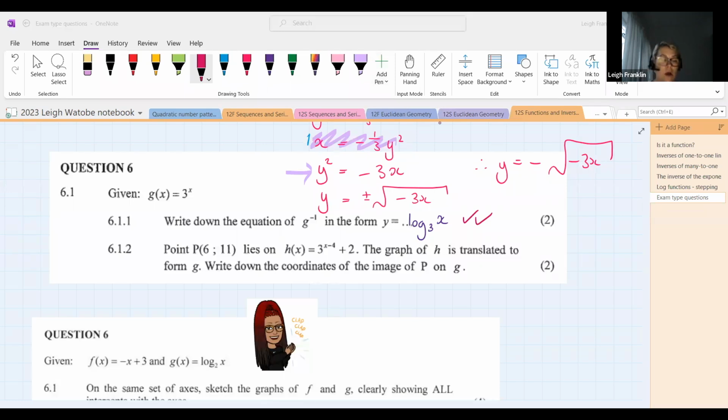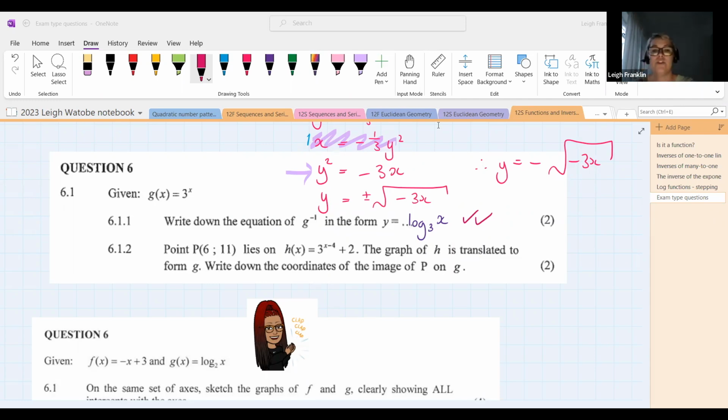That's great. Okay, so now in 6.1.2, they tell us we've got the point P (6; 11), and it lies on h of x, which is the graph of 3 to the x minus 4 plus 2. The graph of h is translated to form g. Write down the coordinates of the image of P on g. So again, this is a difficult question. That's okay because they've done a transformation and now they're asking us what the coordinates that were originally (6; 11) on h would be at that same point on g.